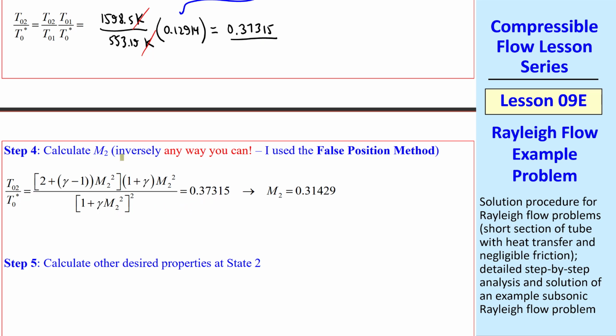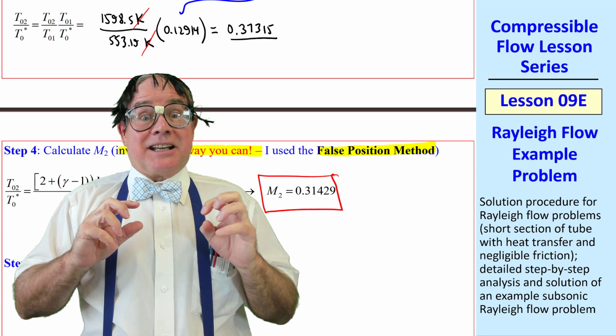So we calculate M2 inversely any way you can. I prefer the false position method, and I get this result for M2, 0.31429.